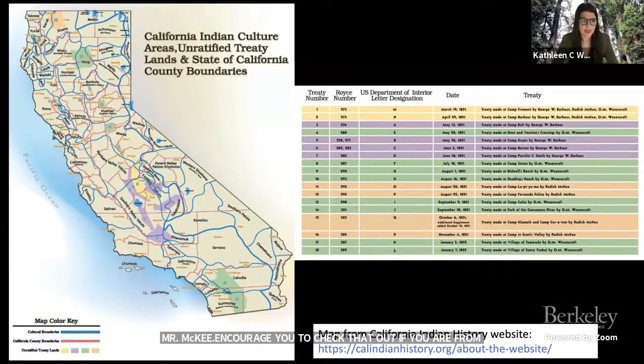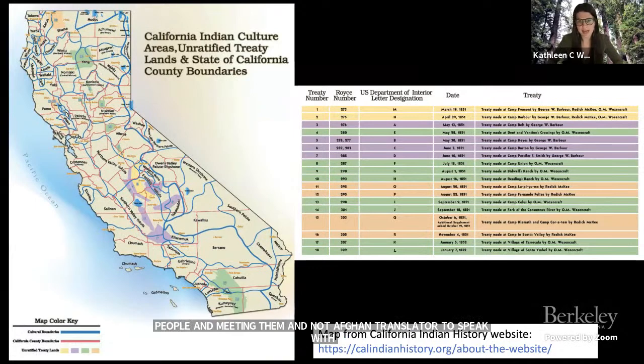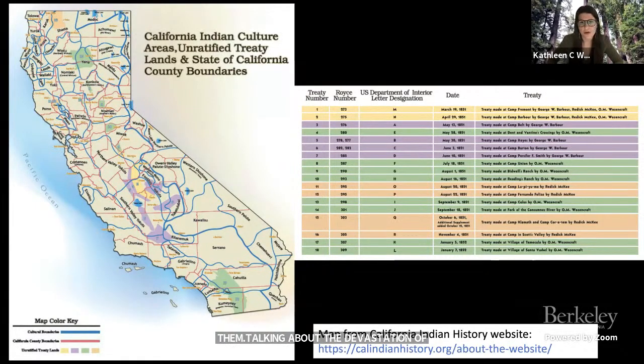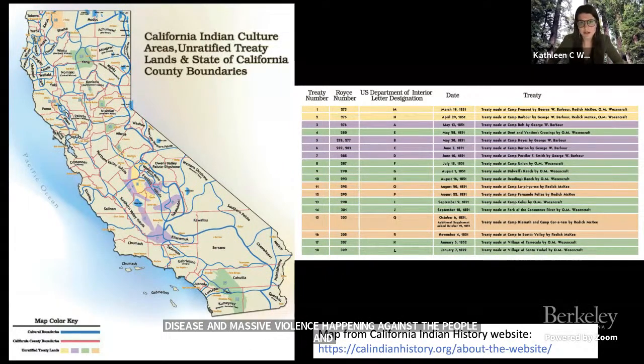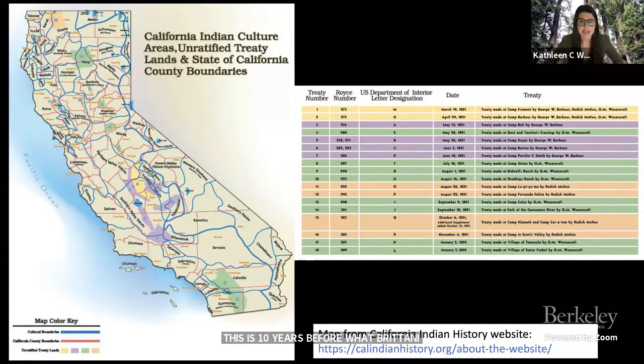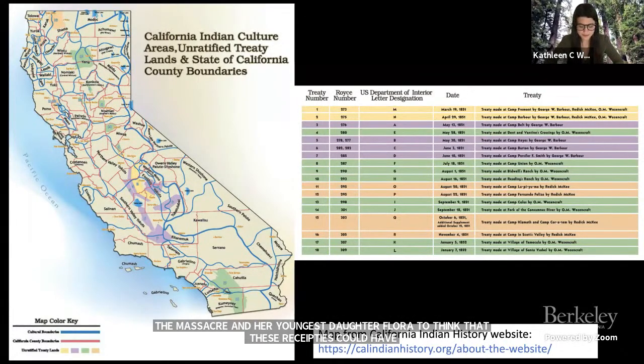It discusses, for example, going up to the Eureka area with Wiyot people and meeting Wiyot people, but not having a translator to speak with them, talking about the kind of devastation of disease and already massive violence happening against Wiyot people. And this is 10 years before what Brittany mentioned was the Tuluwat massacre of Wiyot people. I'm a descendant of Nancy Spears, who was one of the survivors of the Tuluwat massacre, and her youngest daughter, Flora. So to think that these treaties could have played some part in stopping some of these massacres across California, I think is very important.